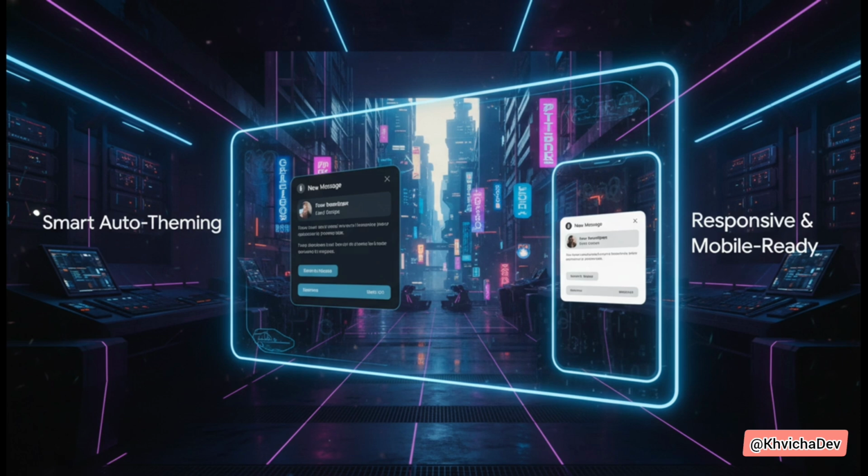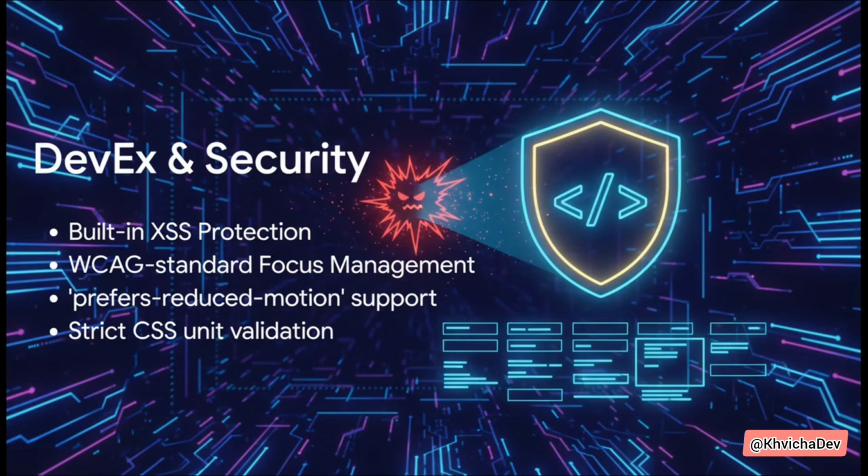No jank here. And it's not just about looking pretty for the user. The library really takes care of you, the developer, too. For one, it has built-in XSS protection. That means it automatically helps block a common type of hacking attack, which is a massive win for security.